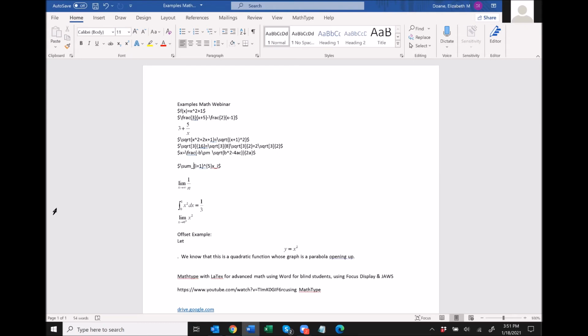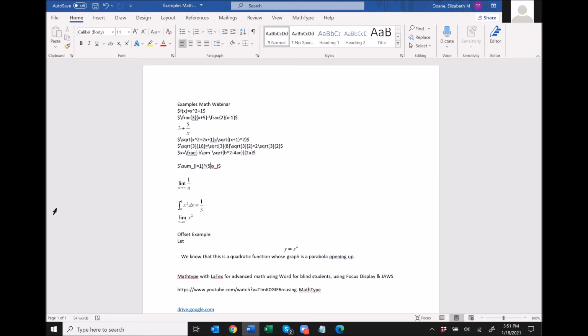And there's more, because there's more than one character below the line, you must put it in braces, because we have to tell the software that everything that follows between the brace is below the line. So brace, i equals 1, close brace. Now we're going to go above the line. Caret, left brace, 5, right brace.